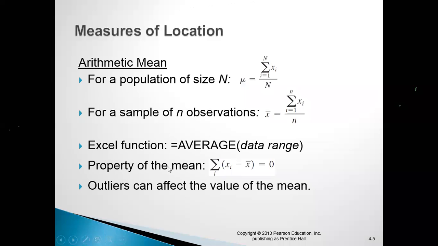Here, a property of the mean is that the sum of xi minus x bar is 0. It means that it is exactly in the center. That difference is 0. And one more thing: outliers can affect the value of the mean. That is also an important point that we're going to discuss in this particular class.